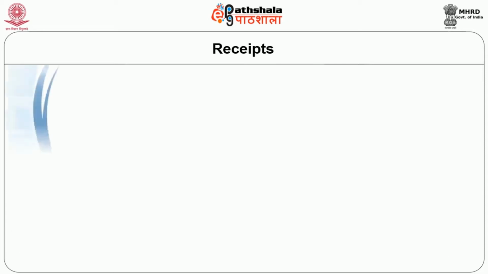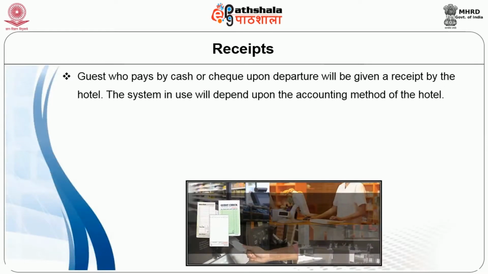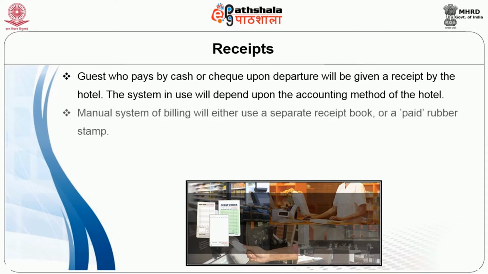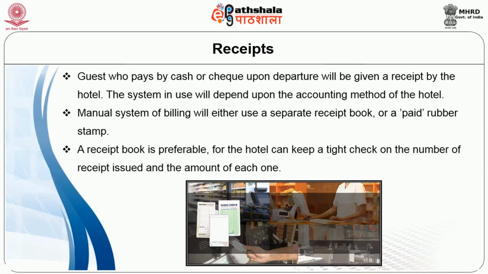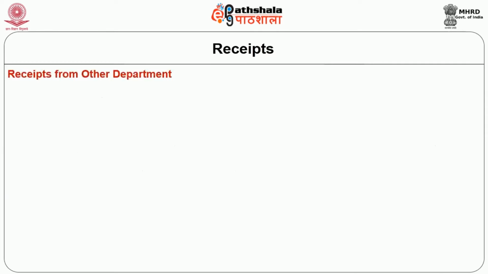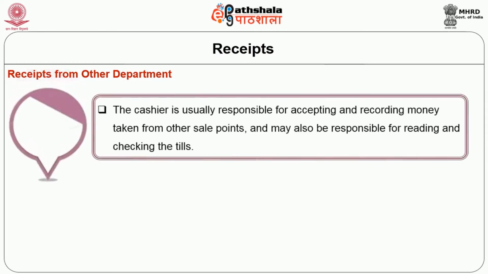So these payments will be made to the bank every day so that the income earned goes into the bank at the end of each day. Now when we talk about receipts, guests who pay by cash or check upon departure will be given a receipt by the hotel. The system in use will depend upon the accounting method of the hotel. The manual system of billing will either use a separate receipt book or a paid rubber stamp. A receipt book is always preferable, for the hotel can keep a tight check on the number of receipts issued and the amount for each transaction that happens in the hotel. The receipts from the other departments can also be tracked with other receipt books.